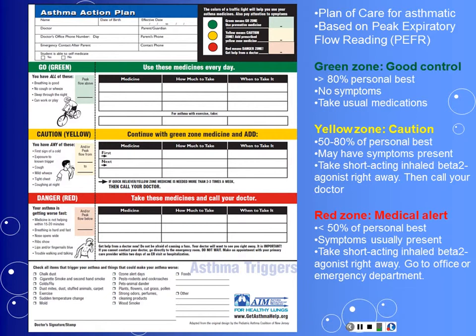Okay? I like this one. It's one of the ones that I've seen that's really colorful, and it kind of gives them ideas of what symptoms they're experiencing as well as triggers. The red zone is less than 50%. That means they need to take their short-acting inhaler, call the doctor, and go in and see somebody or go to the ER. Okay? And it's going to tell them what they need to take and when. Questions on that? This is generally going to be on file with the physician. They're going to have one on file with the school.